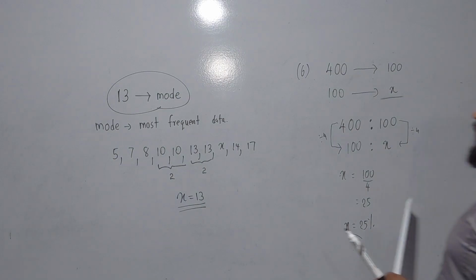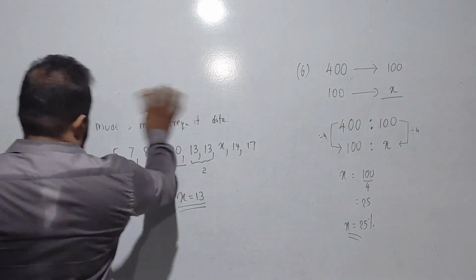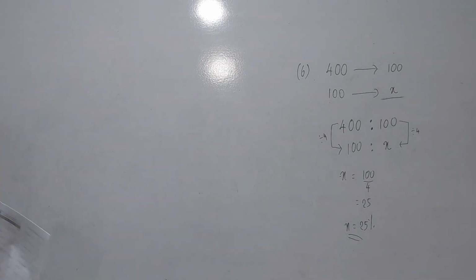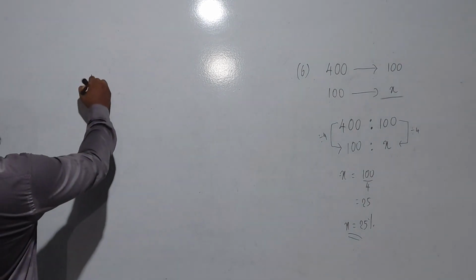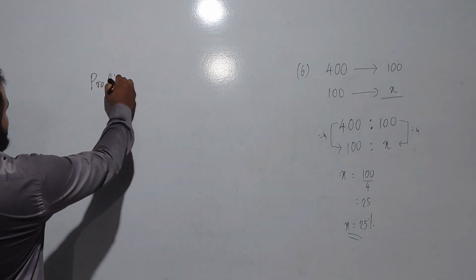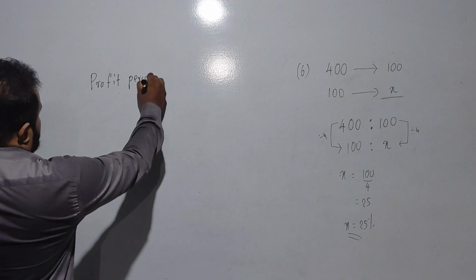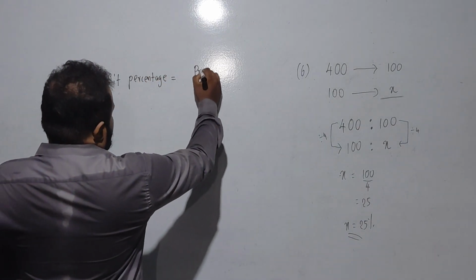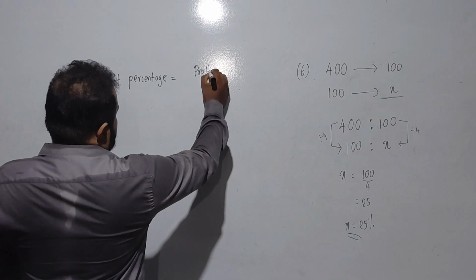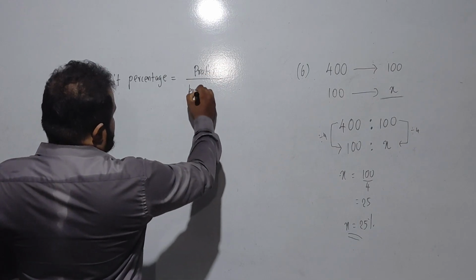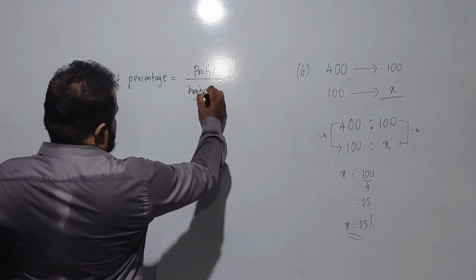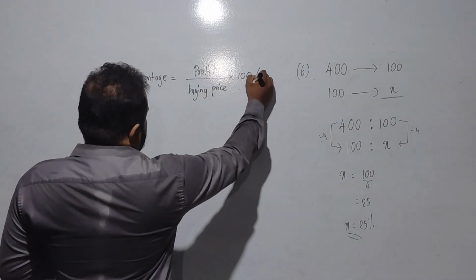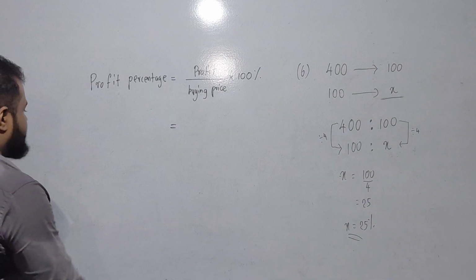That's the proportional method. Without using the proportional method, you can use the equation for profit percentage. What is the equation of profit percentage? Profit percentage equals profit over buying price into 100%.